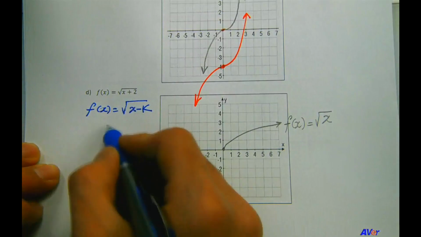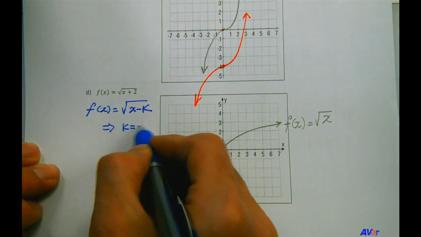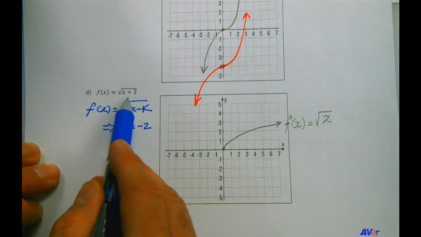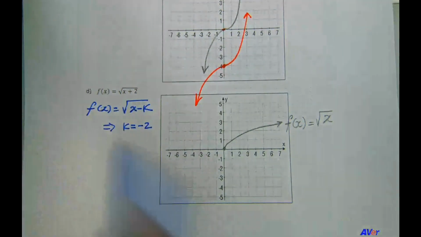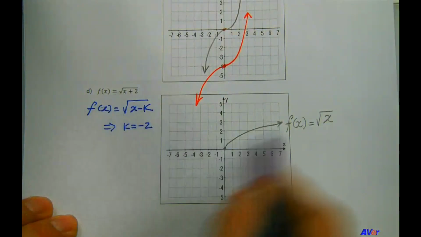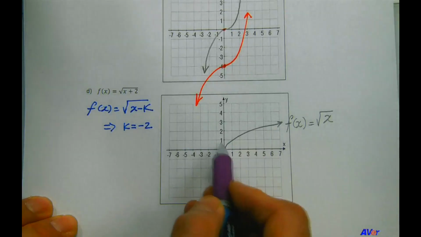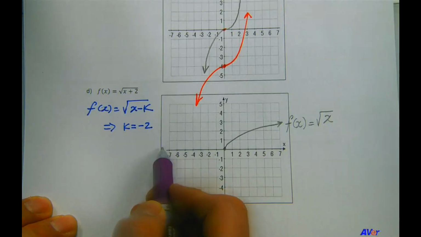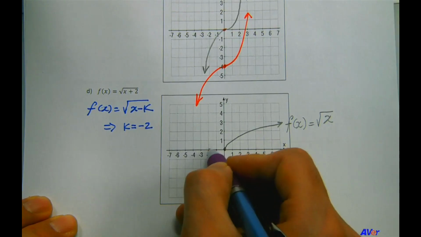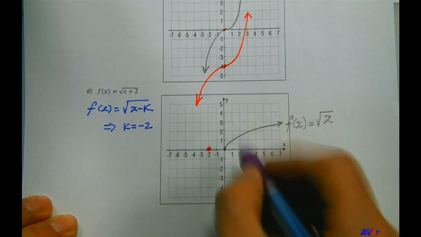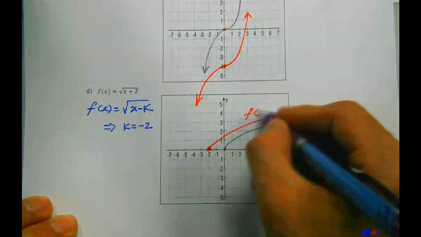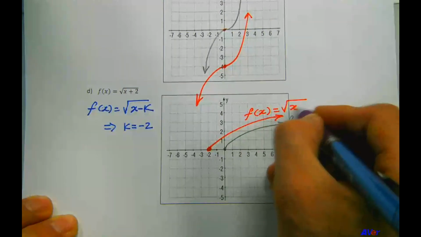Comparing this with that, that means k must have been -2, because minus -2, you end up with x plus 2. So what does that suggest? That suggests that the graph of this function must move the original square root function 2 units horizontally to the left. So this point of origin moves 2 units, and then we're going to have some graph like that. So f of x equals square root of x plus 2.